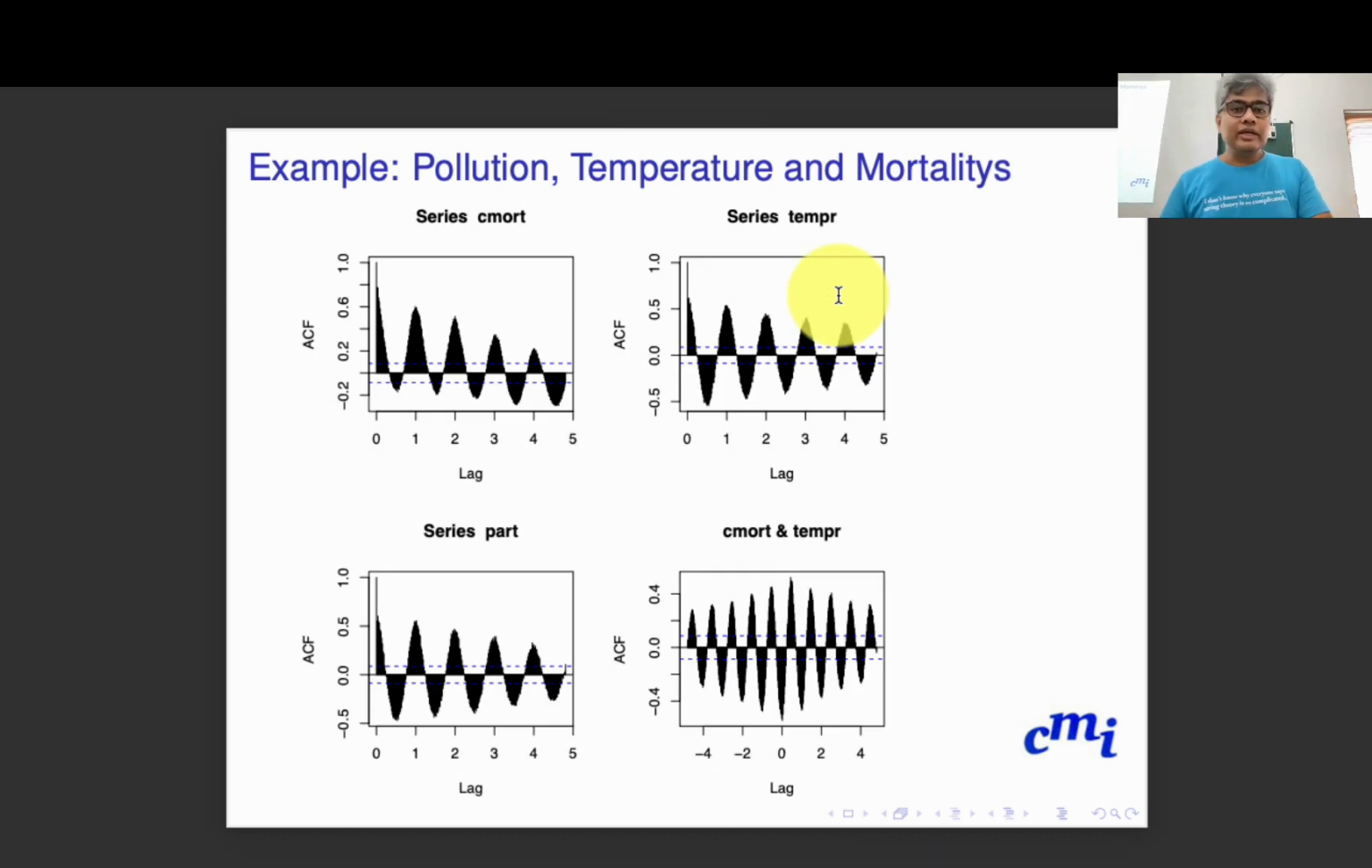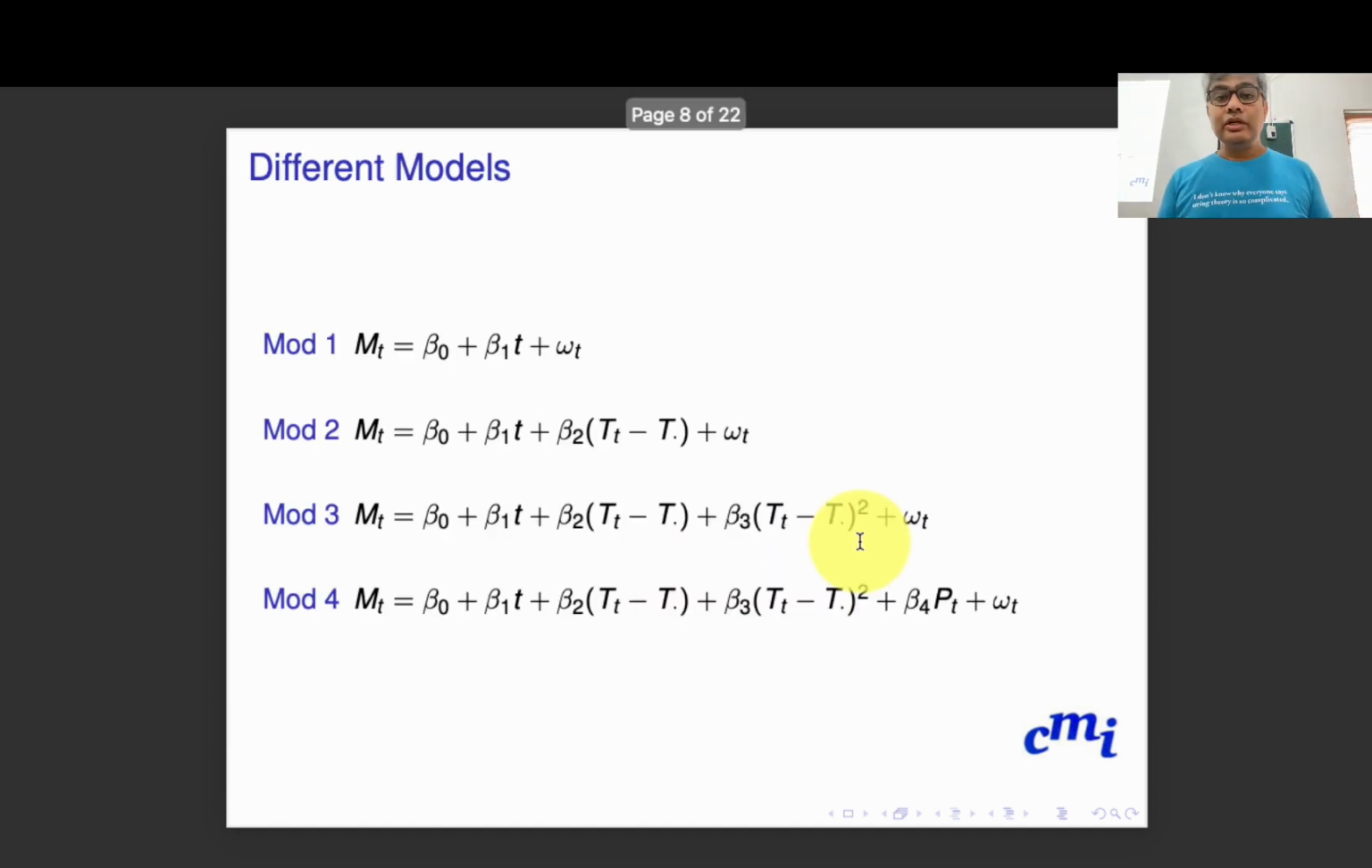Then here is the autocorrelation function for mortality. Clearly there is a periodicity. This is a yearly plot, temperature and particulates, and this is the cross correlation function between mortality and temperature. And so what kind of model can you try?